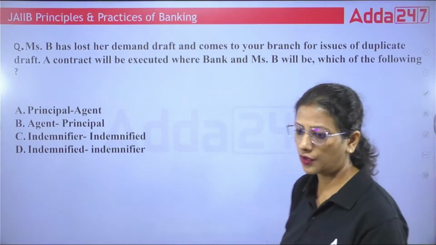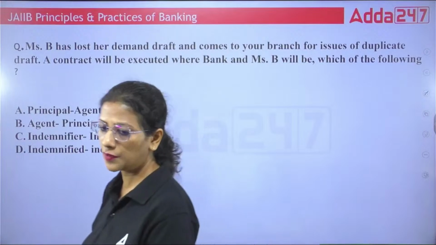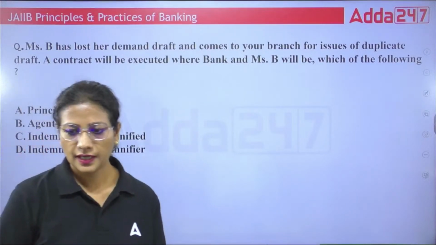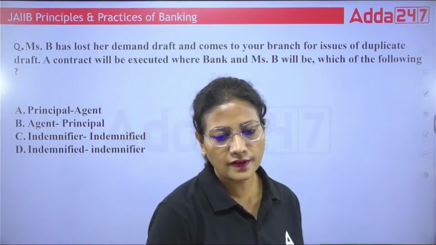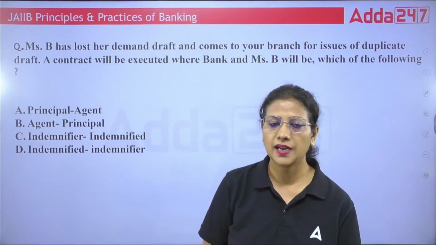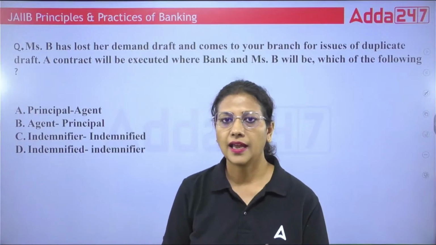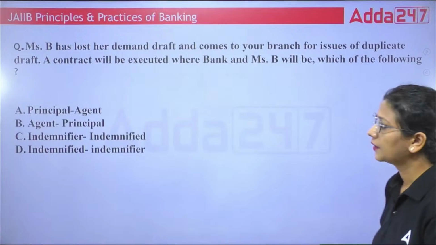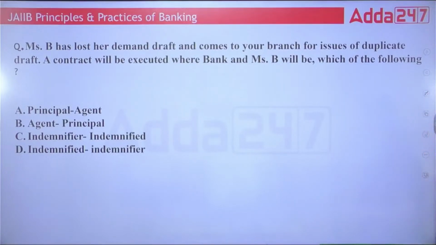In case of loss of draft, if a customer is coming to your branch and you have to reissue a draft, then in that case, a contract will be signed between the customer and the bank. And what will be that relationship because of that? Will it be principal agent, agent principal, indemnifier indemnified, or indemnified indemnifier?